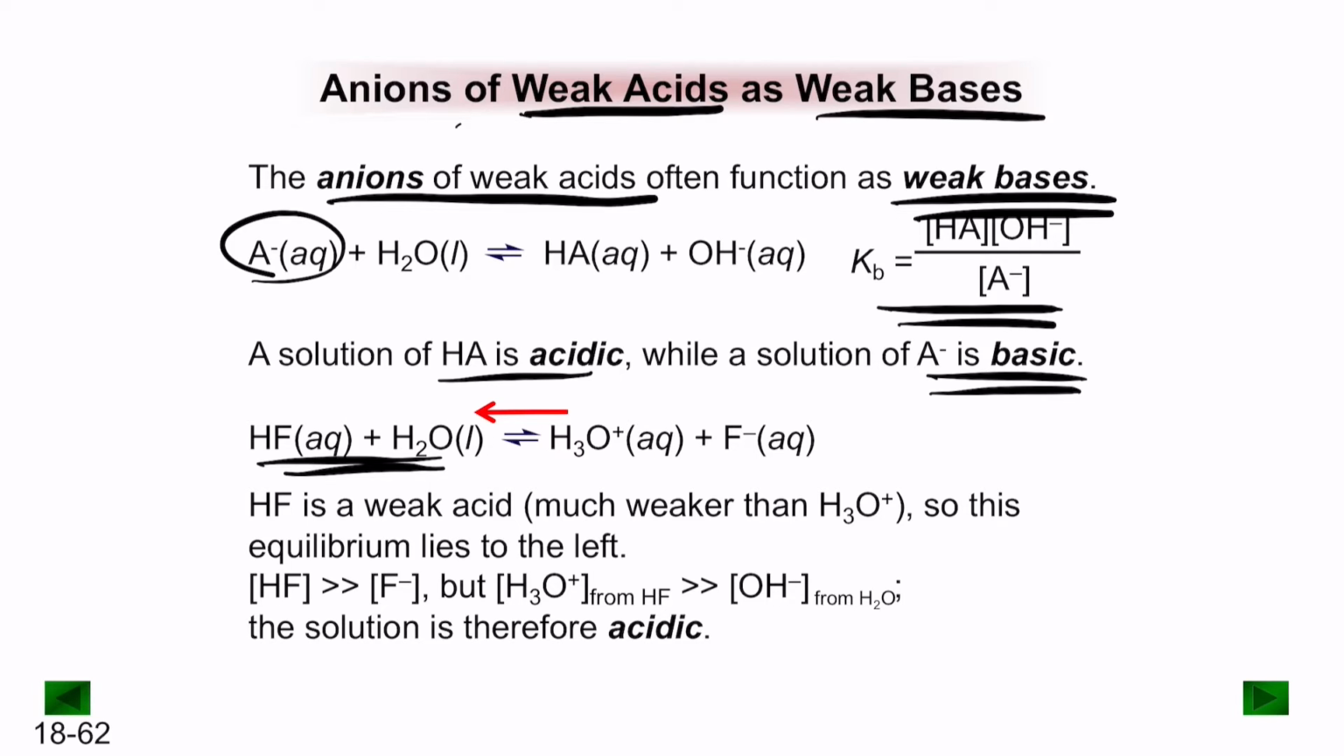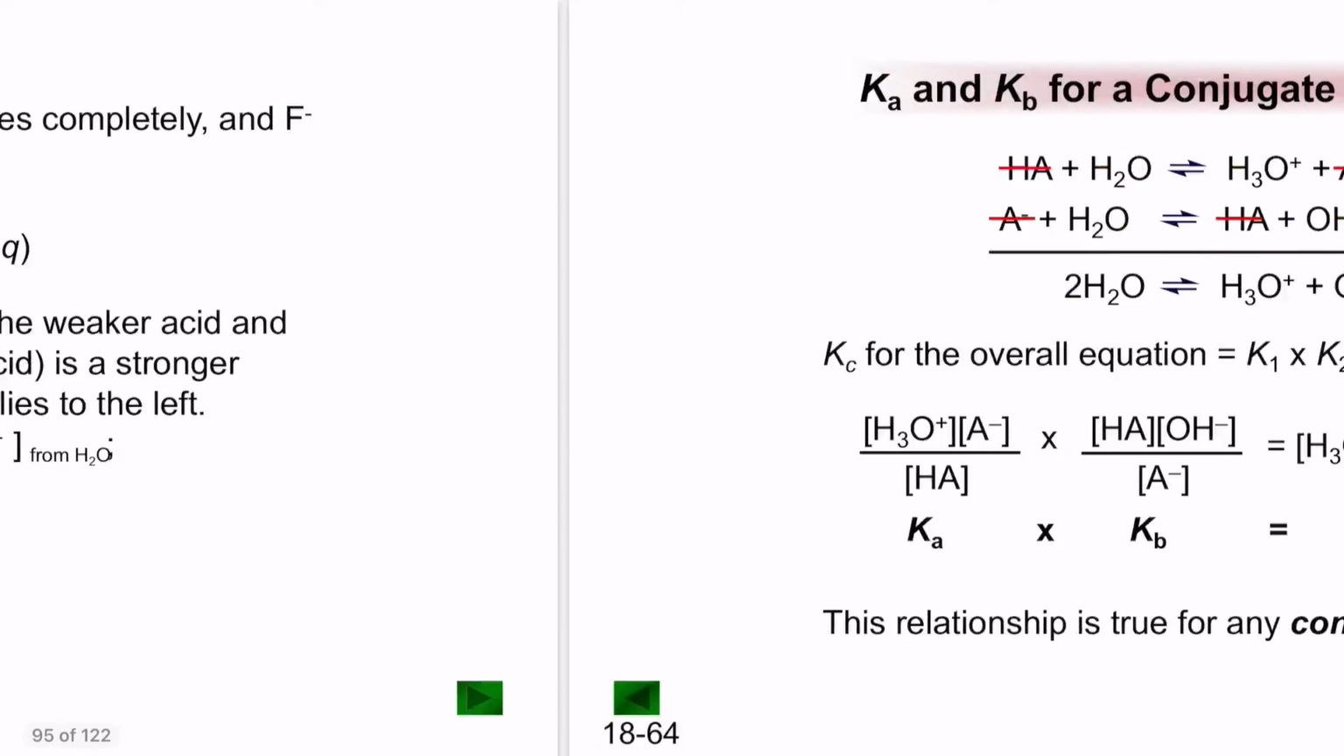HF here is a weak acid, so this equilibrium lies to the left. The HF concentration is much greater than F minus, and the H3O plus concentration is much greater than OH minus, so therefore the solution is acidic.